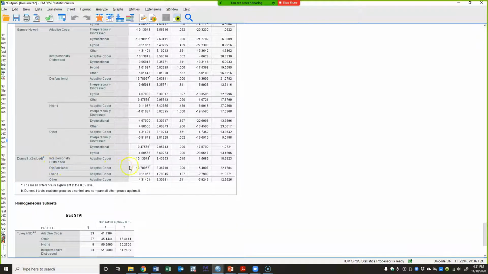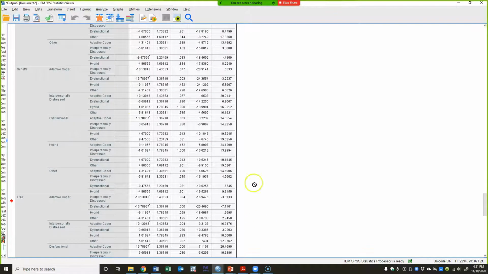This is a little bit different here. We've got interpersonally distressed versus adaptive coper, dysfunctional versus adaptive, hybrid versus adaptive, other versus adaptive. Again, what we've got here is one control group that we're making all our comparisons against.